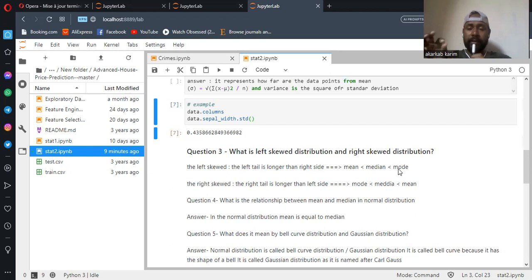We mean that the center of data is on the left. The center of data is on the left side. In this case, when we see the left side here, the tail of this curve is longer than the right one. That means the center of data is coming on the left. That's what's called left skewed.